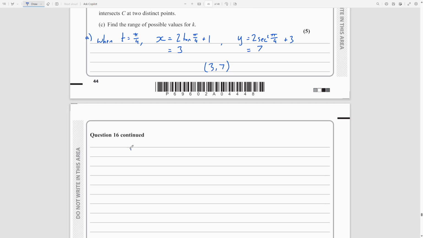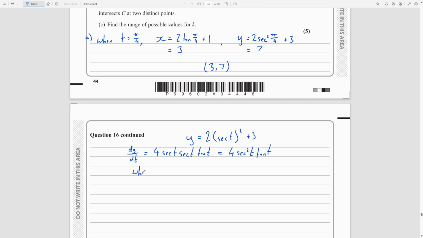So dy by dt, I need to differentiate 2 sec squared t plus 3. I can just write out y. It's 2 of sec t squared plus 3. So differentiate this. Power comes down, 2 sec t, and drops by 1. Multiply by the derivative of sec t, which is sec t tan t. Derivative of 3 is 0, so that's just 4 sec squared t tan t.